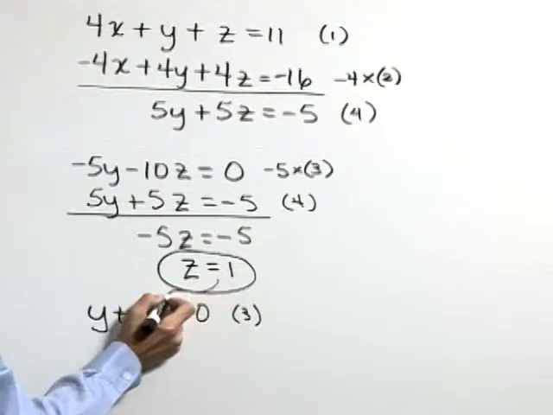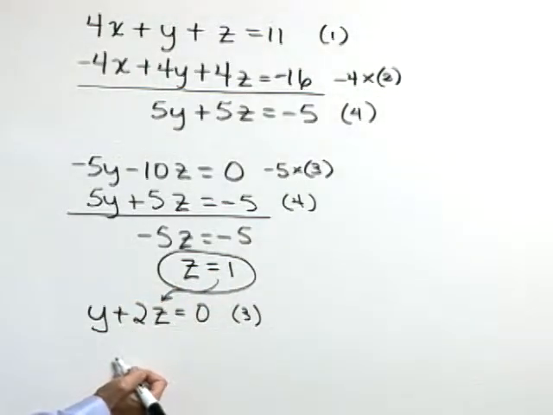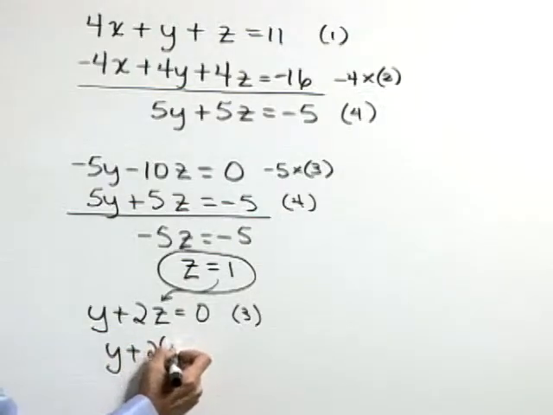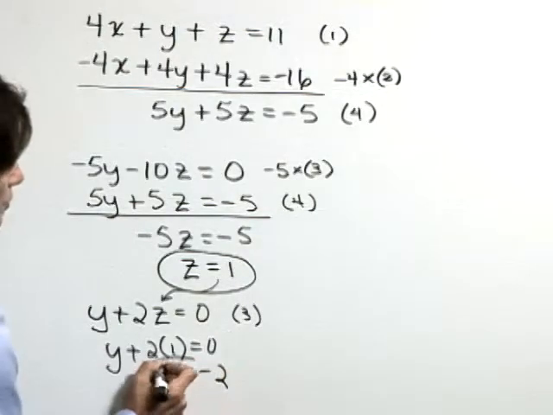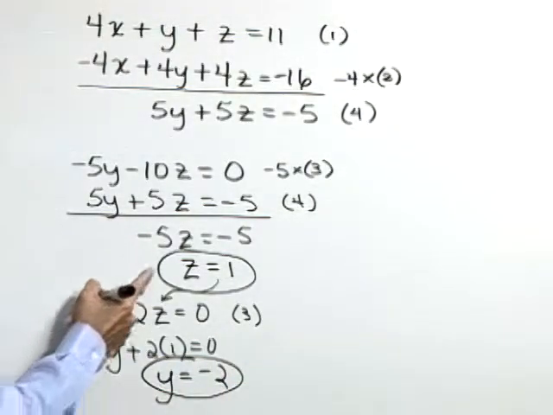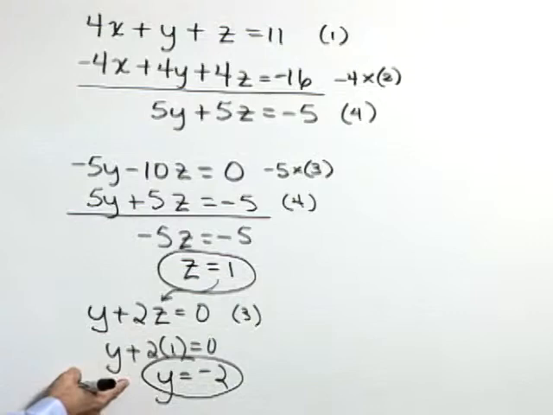Let's substitute z equal 1 and solve for y. So y plus 2 times 1 is equal to 0. That's y plus 2 is 0, or y is equal to negative 2. Now we've solved for 2 of our variables. We need to solve for that last one, x. I'm going to choose equation 2 to do that.